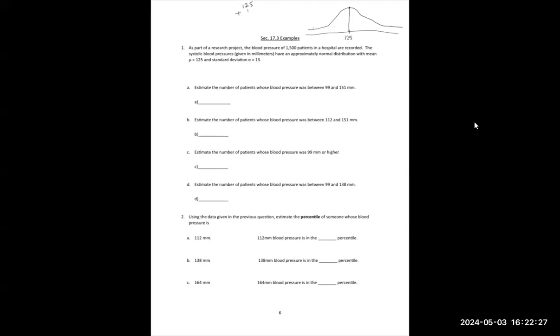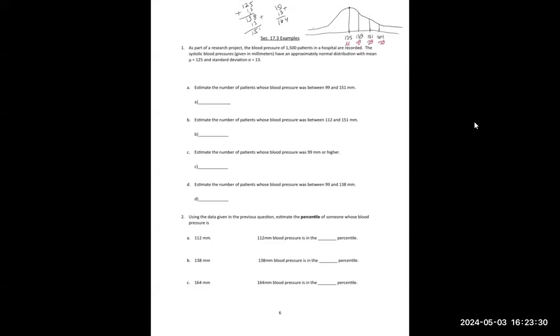125 plus one standard deviation, which is 13, is 138. If I add 13 to that, it's 151. If I add 13 to that, it's 164. So this is the mean in the middle. This is the mean plus one standard deviation. This is plus two standard deviations. This is plus three standard deviations. And there we go.